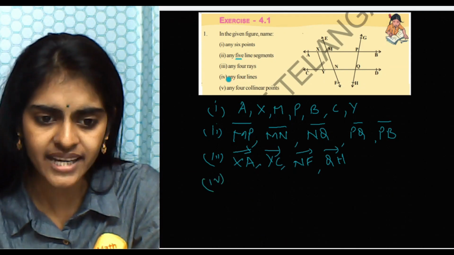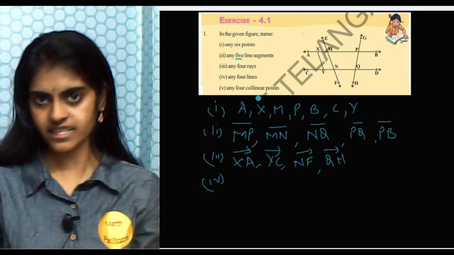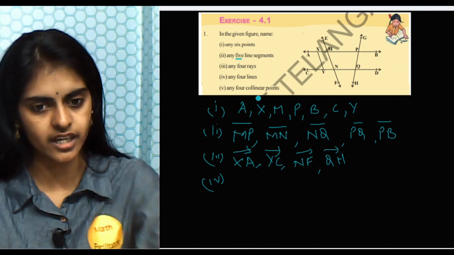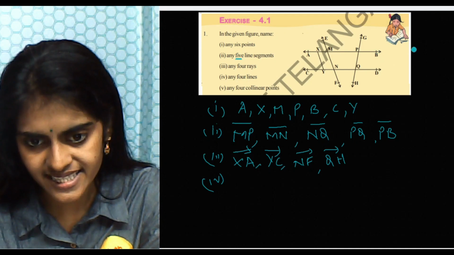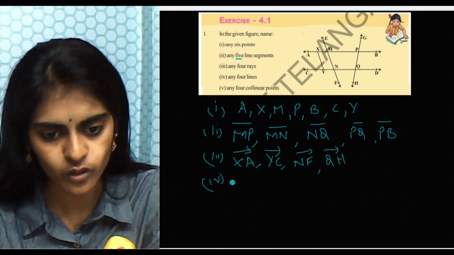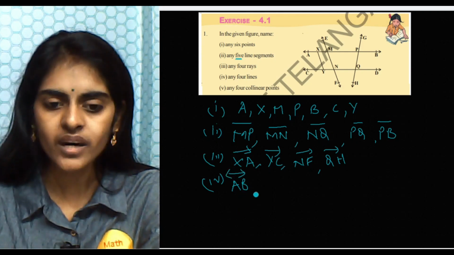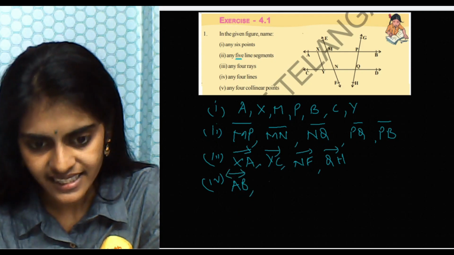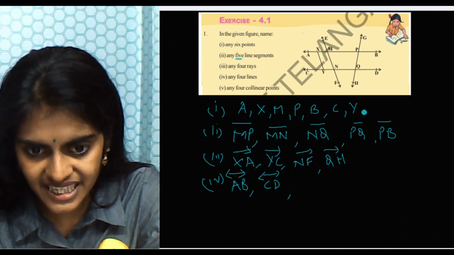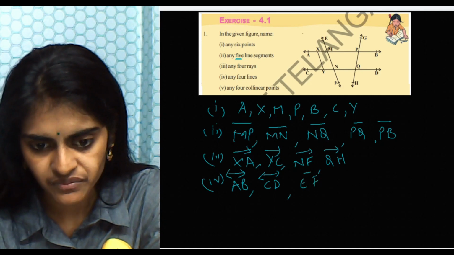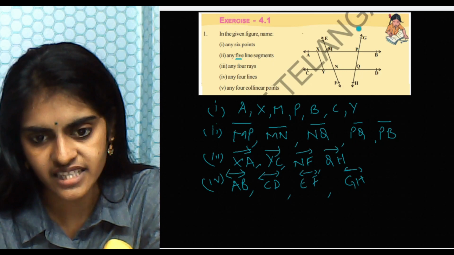The next one, any 4 lines. Line is what? A line extends in both sides. It has no end point. Here you can see AB. A is extending this side, B is extending this side. So this AB is a line, written as AB with a line symbol over it. Next you have CD with a line symbol over it. Clear? Next you have EF, which is also a line, with a line symbol. And GH is also a line, this one.